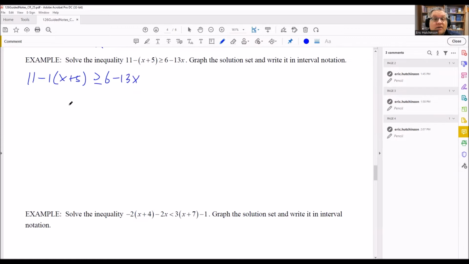Now, the order of operations says we have to do multiplication before we do subtraction. So you can't do 11 minus 1 and make 10 and then multiply. Instead, we need to first multiply by -1. So we're going to multiply -1 times both things inside the parentheses. So we get -x and -5.